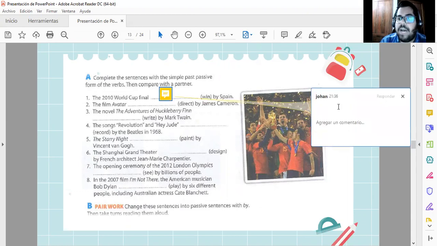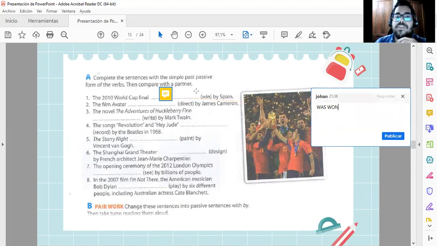Okay, teacher, now we need the verb to be, right? Because it is the second part of the structure. Yes. So was or were? Yes, was, because we're talking in singular, right? Were is for plurals. So was. And what is the third column for win? Well, guys, we have win, won, and won. So in this case, the 2010 World Cup final was won by Spain.